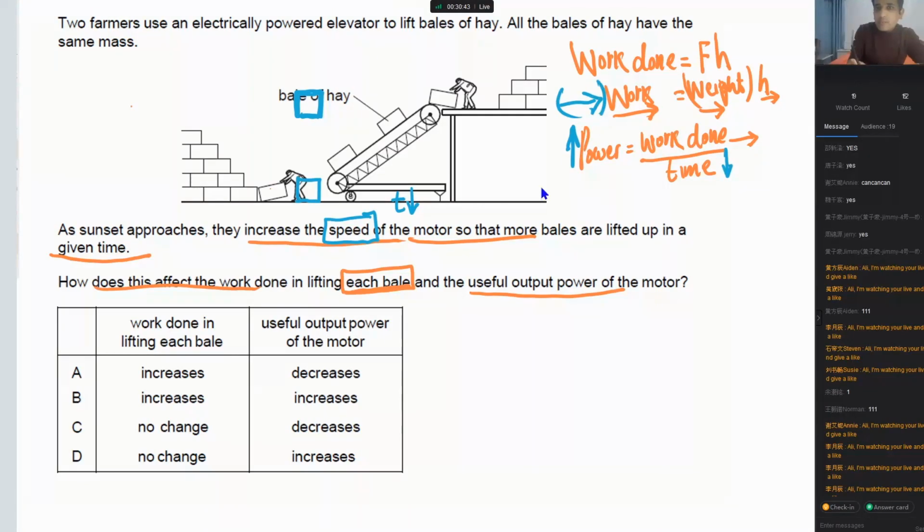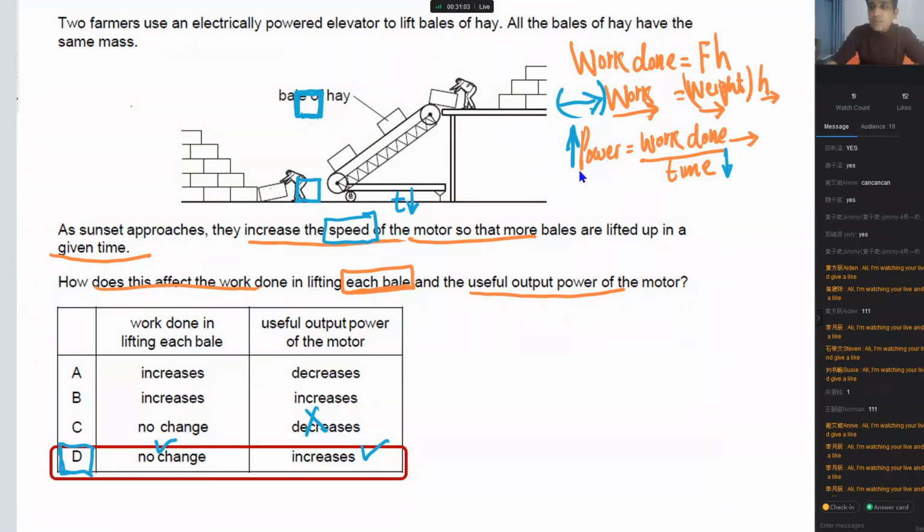So the answer for this question: power increases, work done is the same. So no change in work done. So the answer can be this one, but this is not right because this is decreasing. So the answer for this question is D, no change and increase. Okay, so this one is the answer.